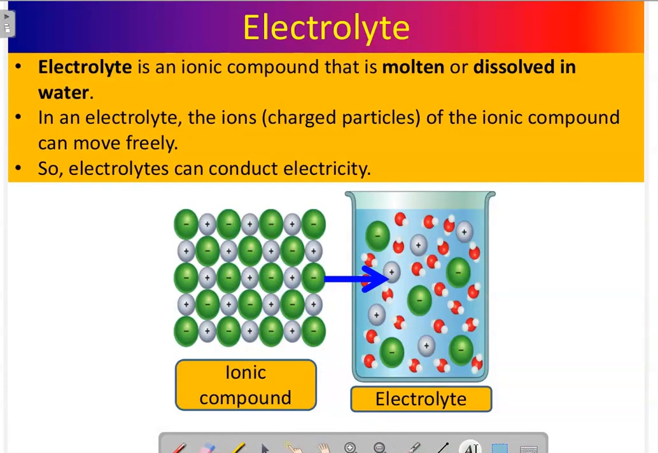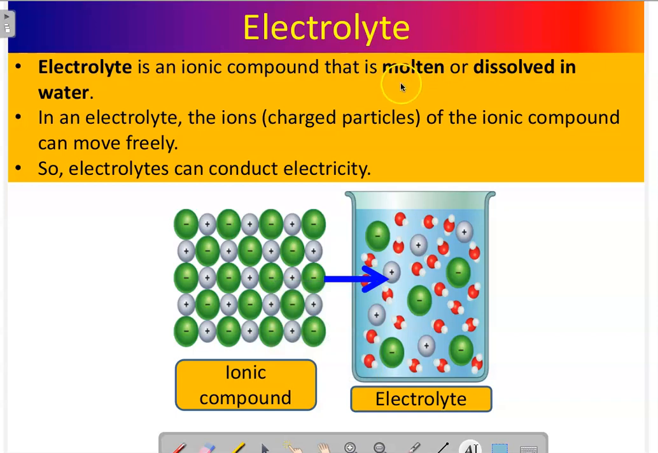Now, what is an electrolyte? Remember that an ionic compound contains ions, positive and negative ions being held together electrostatically. Now, when we dissolve an ionic compound in water, the ions are free to move. So an electrolyte is an ionic compound that is molten or dissolves in water. In simple terms, an electrolyte is an ionic compound that is molten or dissolves in water. Molten or melt means it's melted.